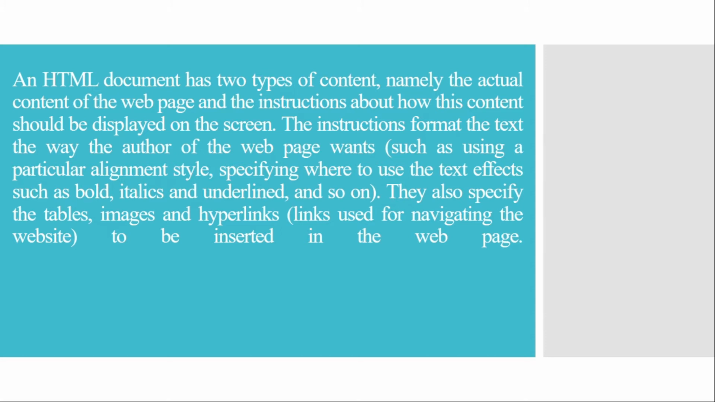The instructions format the text the way the author of the web page wants, such as using a particular alignment style, specifying where to use text effects such as bold, italics, underline, and so on. That means the type of effects that you want to give to the text. Now, they also specify the tables, images, and hyperlinks. What are hyperlinks? The links used for navigating the website, to be inserted in the web page.